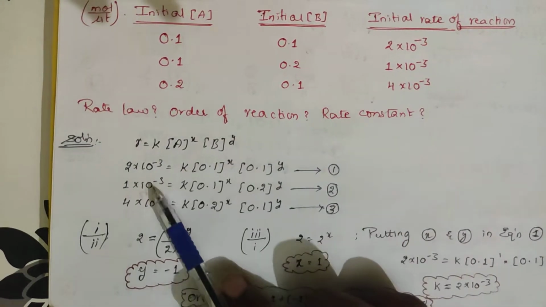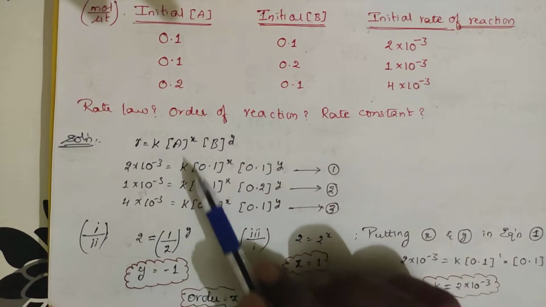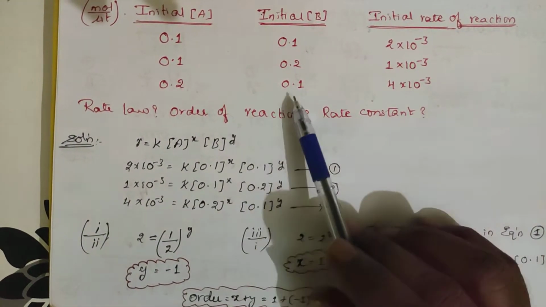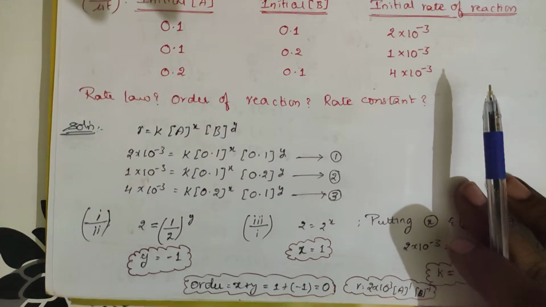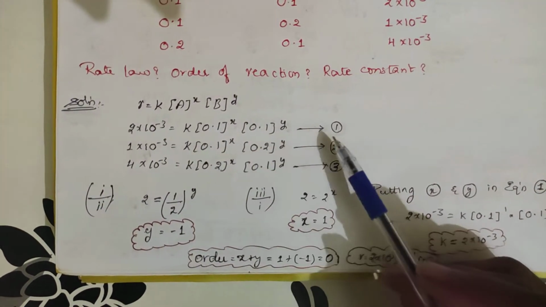And R is 1 into 10 power minus 3. For the third equation, 4 into 10 power minus 3 is equal to K into A is 0.2 whole power X, B is 0.1 whole power Y. Okay, you take the first and second reaction, 1 divided by 2. So this one reaction divided by 2.